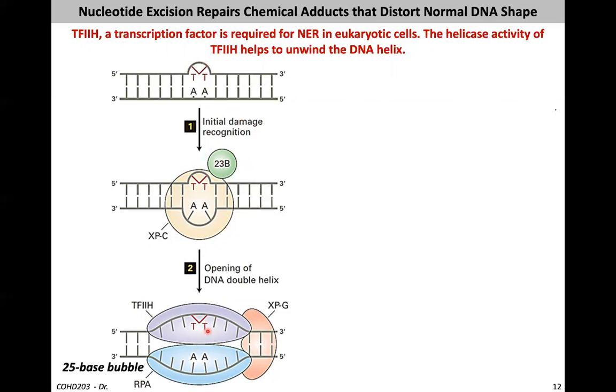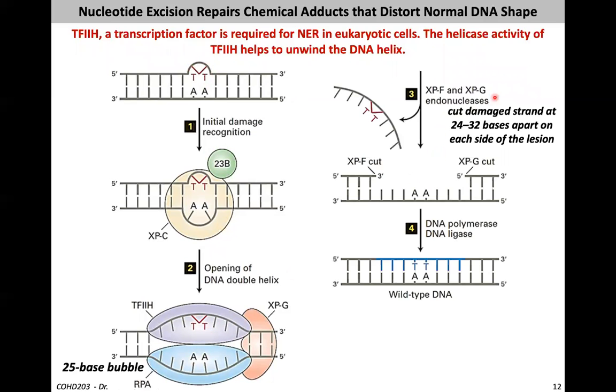With this opening of the complex, and with the help of the endonuclease activity of another set of proteins, they will cut the damaged strand of around 24 to 32 bases along the cut, flanking the dimer, the adduct, removing this whole chunk of DNA. Then again the DNA polymerase and the ligase will add the two normal T nucleotides to the damaged part, to repair it and go back again to the wild type DNA.